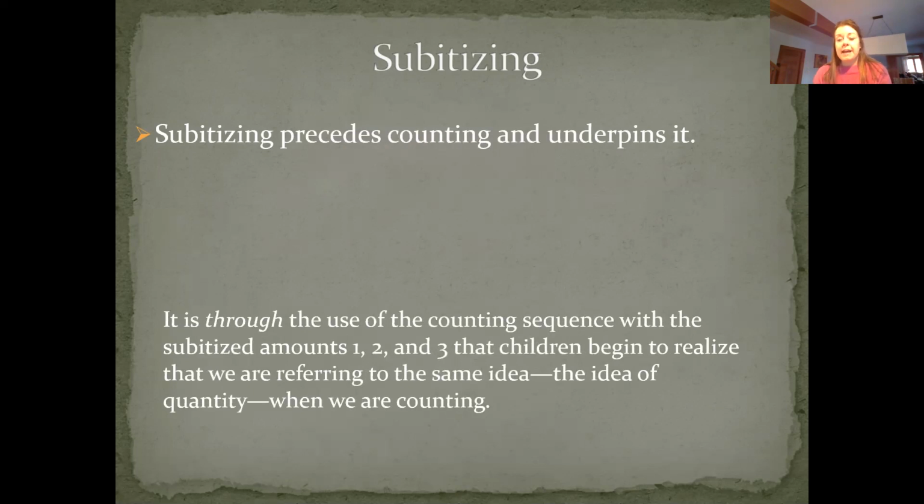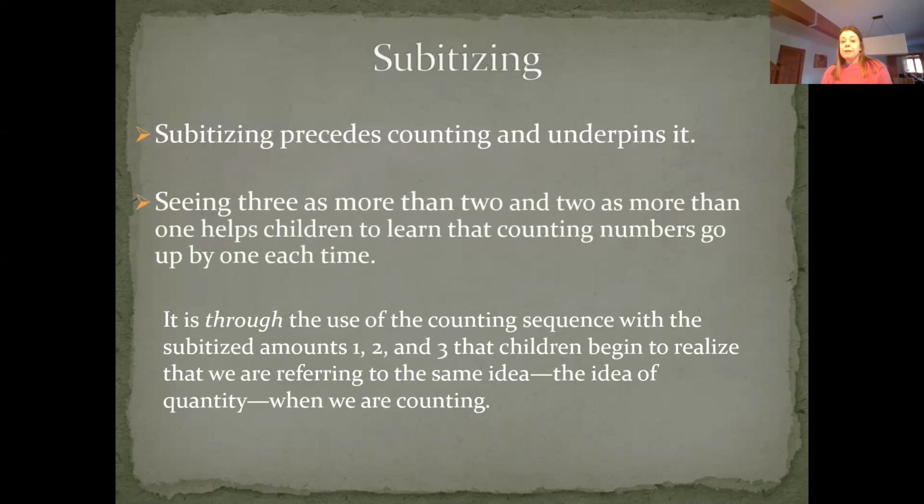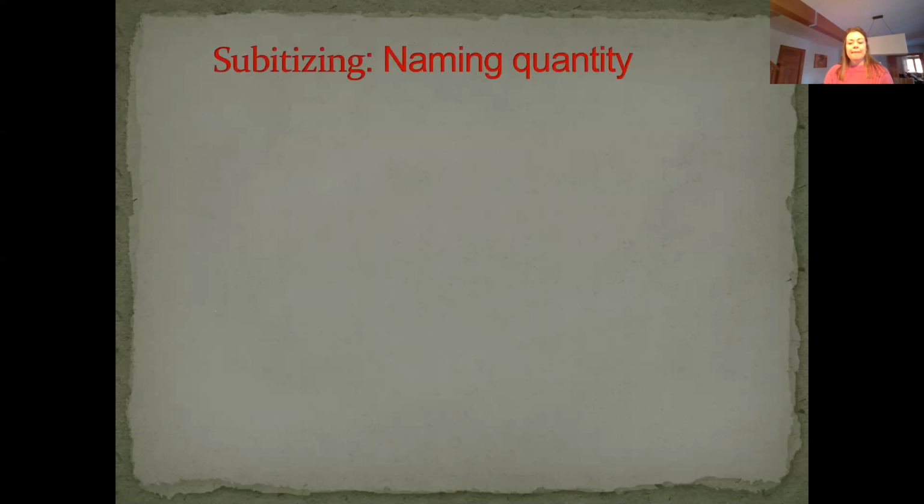It's through the use of the counting sequence with subitized amounts 1, 2, and 3 that children begin to realize that we're referring to the same idea, the idea of quantity, when we're counting. And seeing 3 is more than 2 and 2 is more than 1 helps children to learn that counting numbers go up by 1 each time. We talked a lot about that last time.